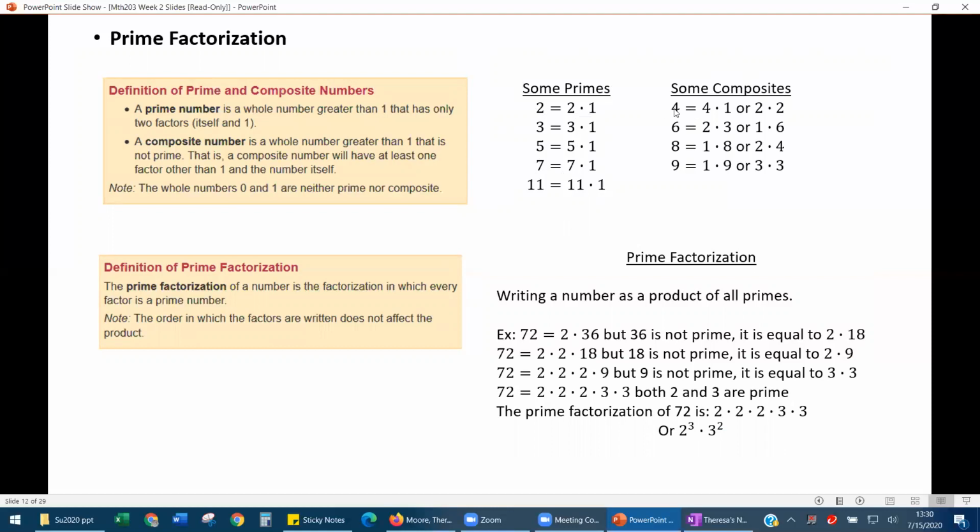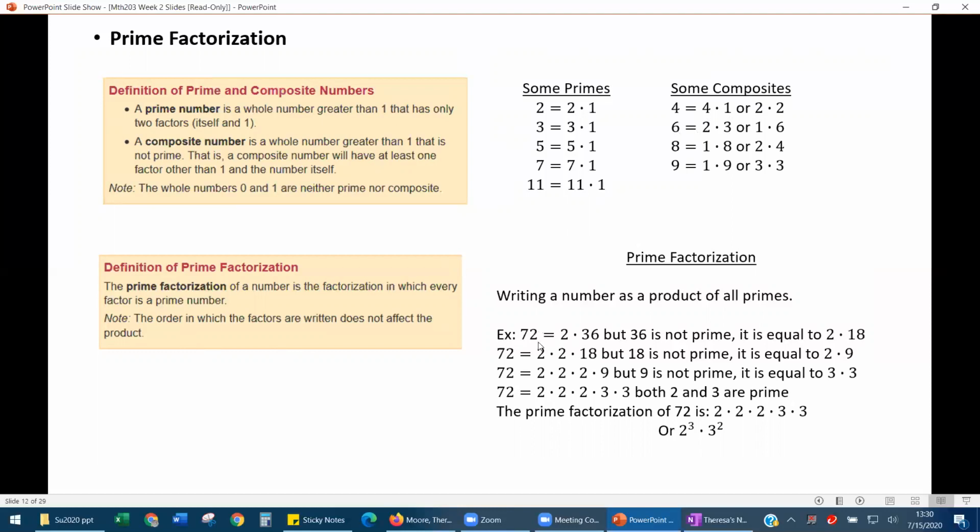So 4 is composite because it's divisible by 1 and itself, but it's also divisible by 2. If you think about 6, it's composite. It's divisible by 1 and 6, but also 2 and 3. So prime factorization is writing a number as a product of prime numbers.